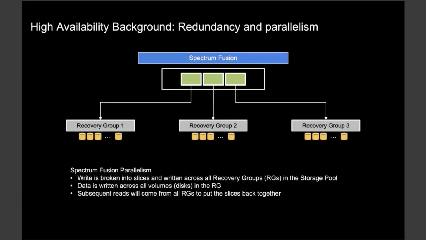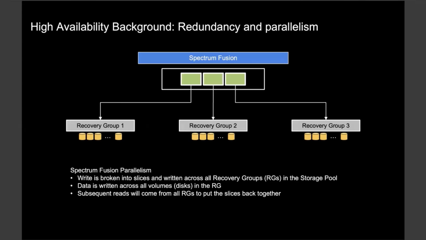I want to talk a little bit about how we achieve high availability in Fusion. We use the tried and tested technology from Spectrum Scale. And here's how we deal with high availability in Spectrum Scale in the Erasure Code edition. Any chunk of data that we need to write, we break it up into slices, and then each slice is written to what is called a recovery group. So your cluster is divided into recovery groups. Each recovery group has a set of nodes. Each node has some disks in them. And each slice is written to a recovery group.